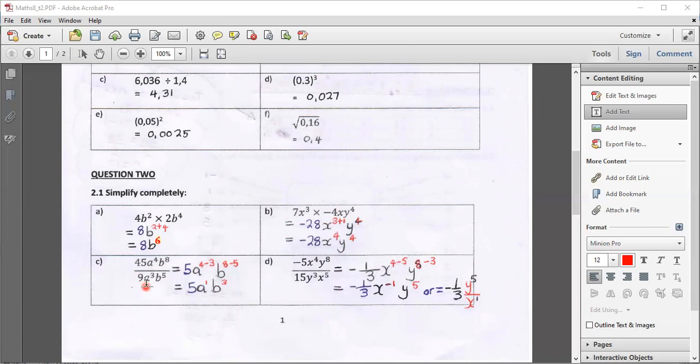C, you're dividing. 9 goes into 45 5 times. Now when you divide like terms, you subtract. When you multiply, we add. When we divide, we subtract. So 4 minus 3 is 1. 8 minus 5 is 3.